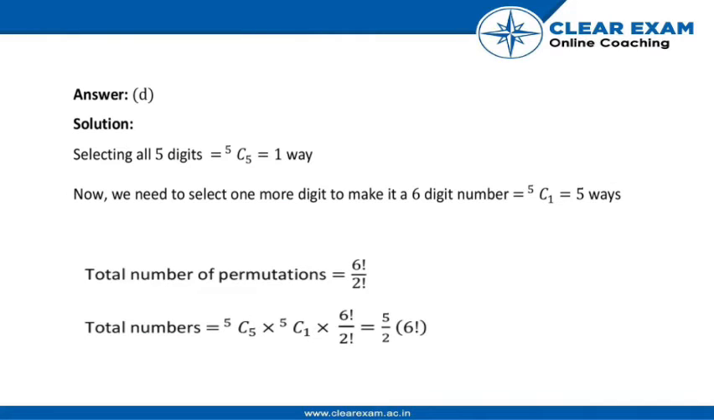So to find this, we need to select all the 5 digits. So we can use permutation and combination, using 5C5. By solving it we get one way. Now we need to select one more digit to make it a 6-digit number. So we use 5C1 because we need one more digit. So we get 5 ways.